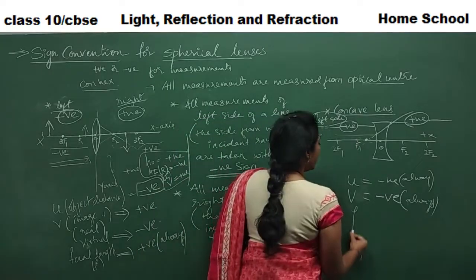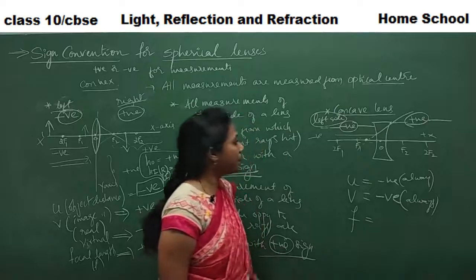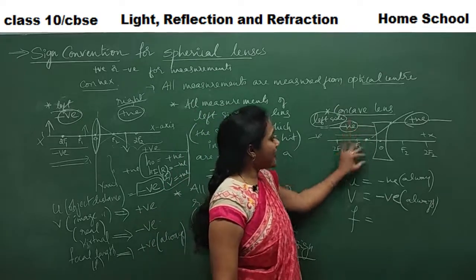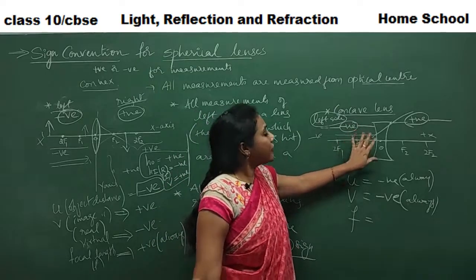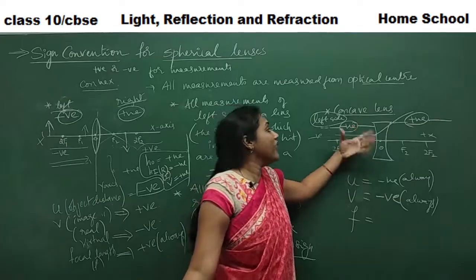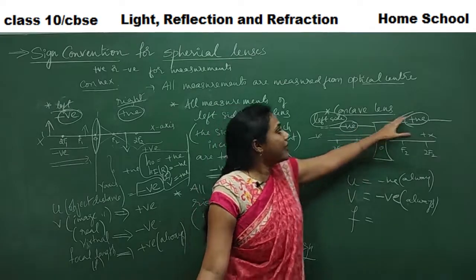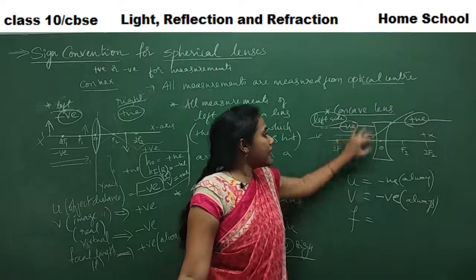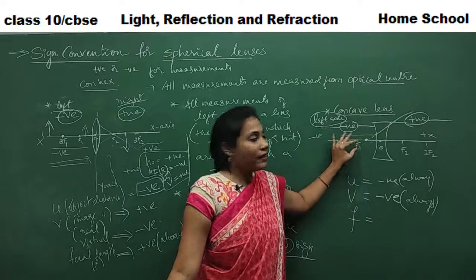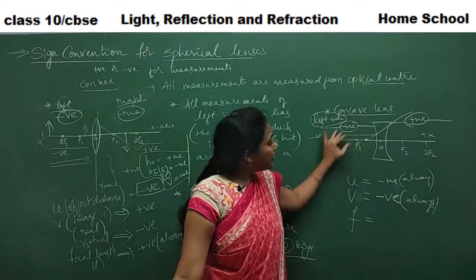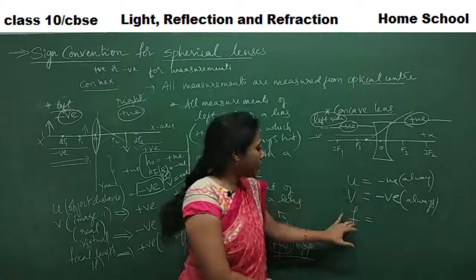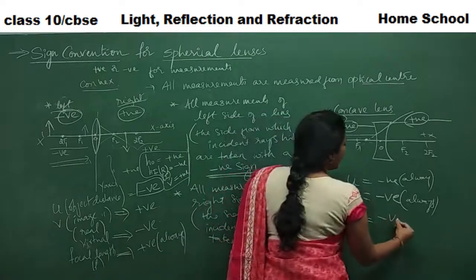Clear? And what about f here? Since the refracted rays are meeting this side, they are not originally meeting, we are imagining by extending the refracted rays of this side, they have a meeting point. So the focus of this side only we consider. So here f is also negative.